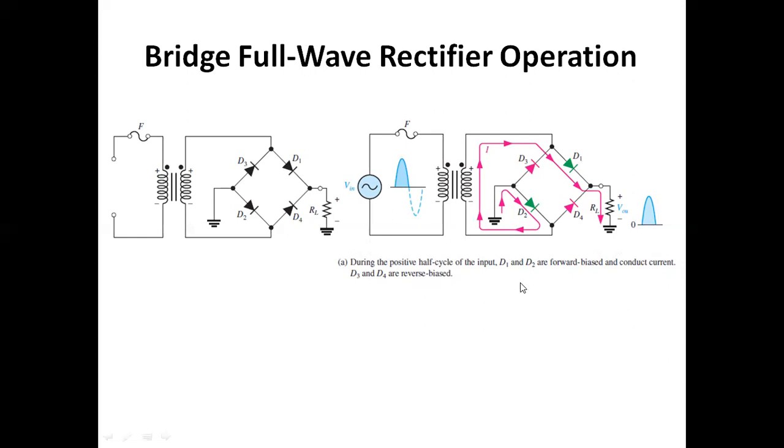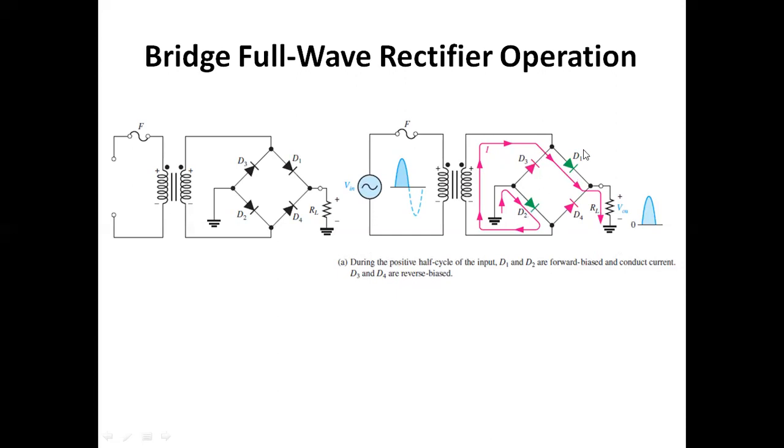The reason being that the cathode will be negative compared to ground. So this diode and this diode are forward biased, and you have a current flowing from ground through D2 to the transformer, to D1, to the load resistor, and back to the ground, basically back to this point.